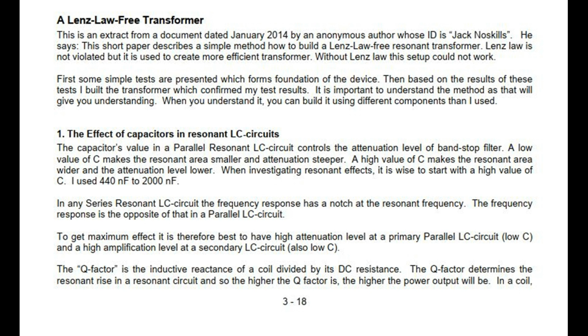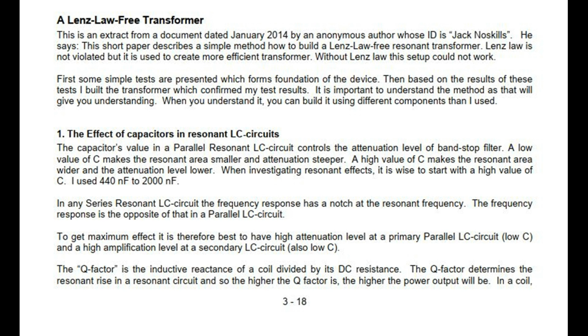First, some simple tests are presented which form the foundation of the device. Then, based on the results of these tests, I built the transformer which confirmed my test results. It is important to understand the method as that will give you understanding. When you understand it, you can build it using different components than I used.